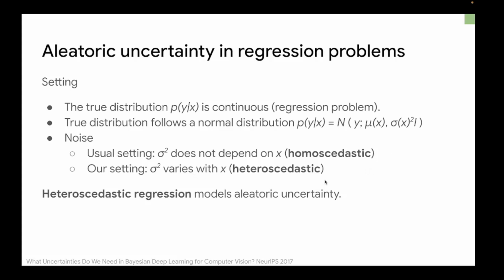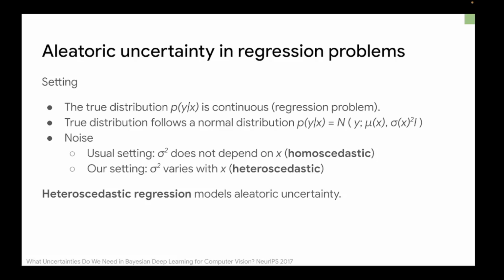We call that a homoscedastic regression problem. But now we say the noise level is actually dependent on x, and this is a heteroscedastic problem. If you think about aleatoric uncertainty, what matters for us is the heteroscedastic regression problem.